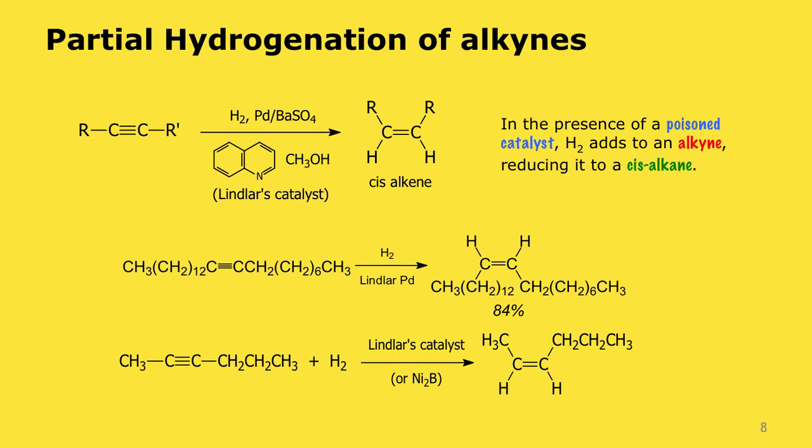There are other catalysts that can be employed. Nickel boride (Ni2B) is a catalyst that will also effect this syn addition of hydrogen to a triple bond to produce alkenes. Notice the stereochemistry. In each case here, we're getting syn addition, and this is consistent with this reaction, like the reaction of alkenes, taking place on the surface of a catalyst and the two hydrogens being added to one face, in this case one face of the triple bond, leading to the cis alkene product.